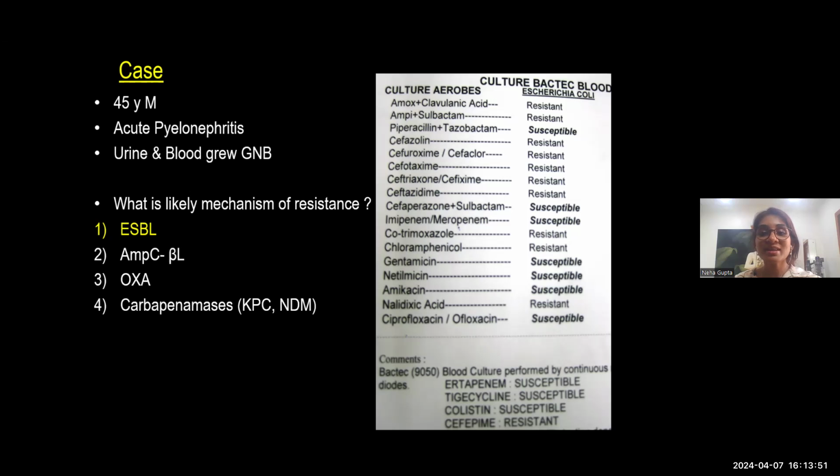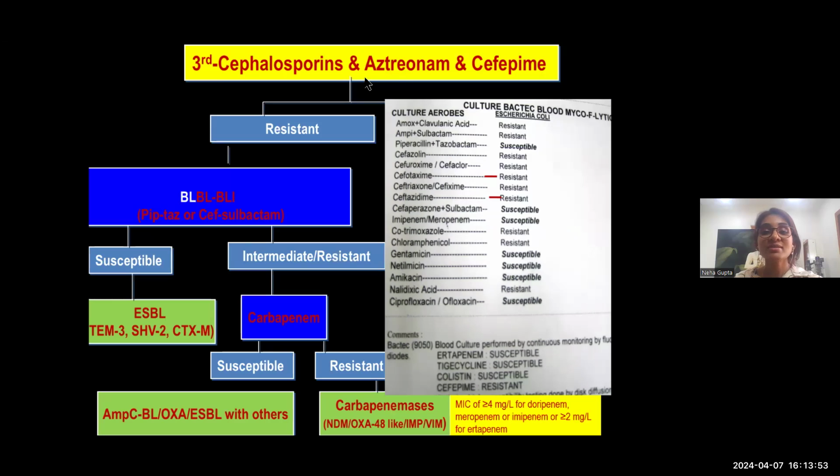What is an ESBL? An ESBL confers resistance to the third generation cephalosporins. So in the culture report, the third generation cephalosporins are going to be resistant, and there is also going to be resistance to aztreonam as well as to cefepime, but susceptibility to the BL-BLI combination of cefoperazone-sulbactam or piperacillin-tazobactam. Now, if the carbapenems are resistant, then it is going to be carbapenemases.